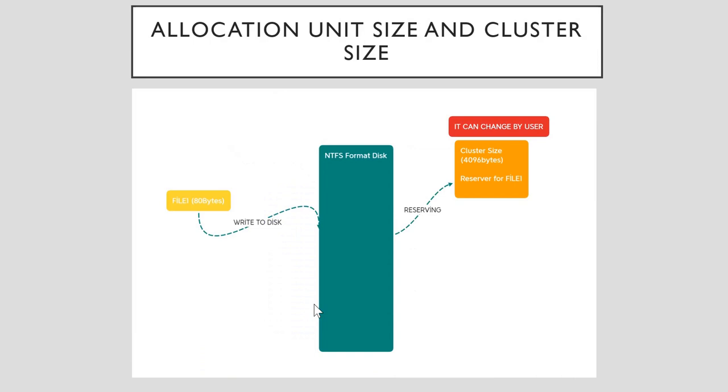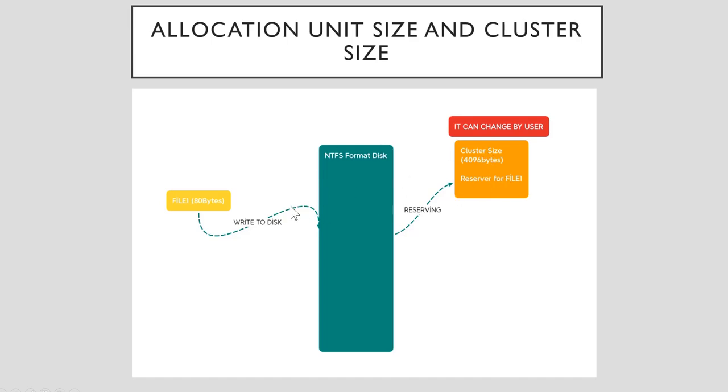Okay, we talked about cluster size, allocation unit size and cluster size. So what is it? Here is a good slide. Actually, it's a mind map. So we will try to explain how it is working. Let's say we have a file here, file 1, and its size is 80 bytes. We are trying to write that file to our disk, which is formatted with the NTFS file system, and our cluster size is 4 kilobytes. We defined that before formatting our disk.